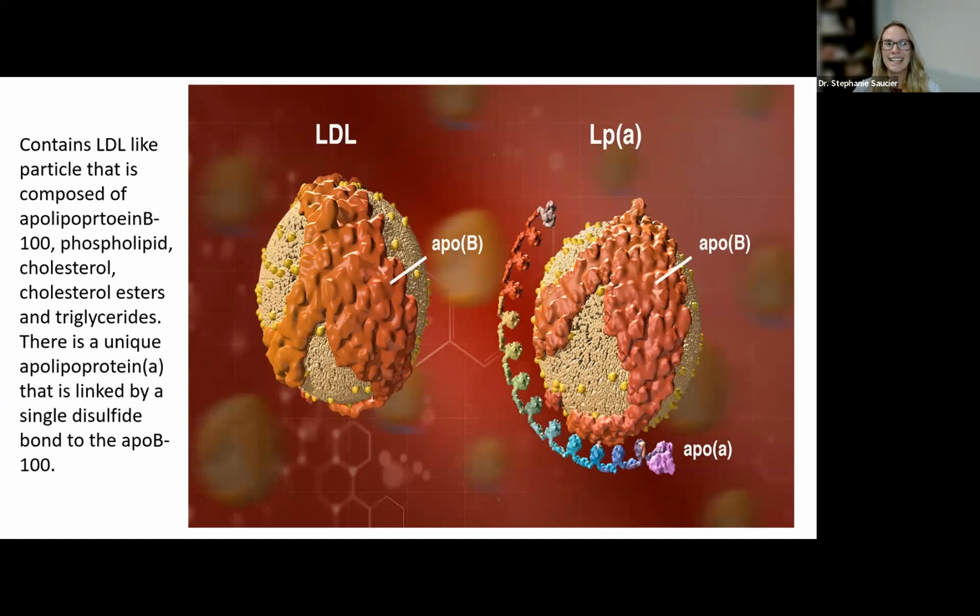It contains an LDL-like particle that is composed of apolipoprotein B100, phospholipid, cholesterol esters, and triglycerides. There's a unique ApoA that is linked by a single disulfide bond to the ApoB particle. And so you can see it looks similar to an LDL particle. However, it has this ApoA, almost like a tail that's attached to it.